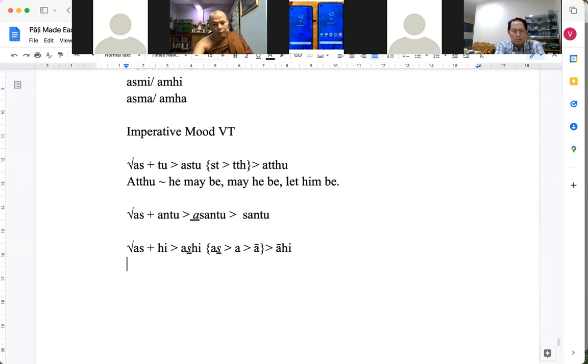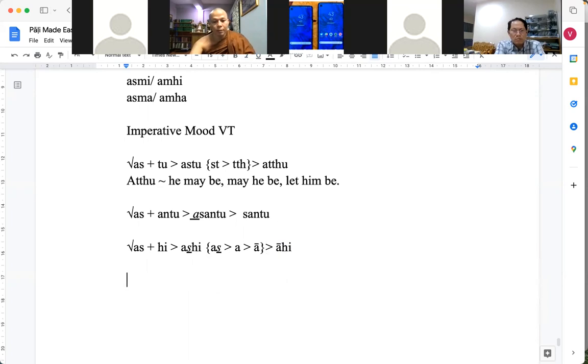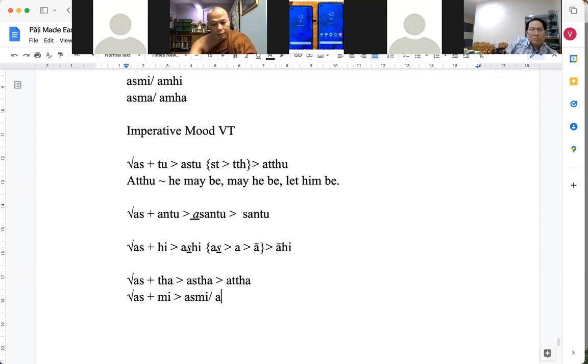So the rest are the same as the present tense. Root as, to the root as by adding the ta. So asta. And from the asta becomes the atta. So sta becomes atta. The same way, root as and me. So we have asmi and then ammi.